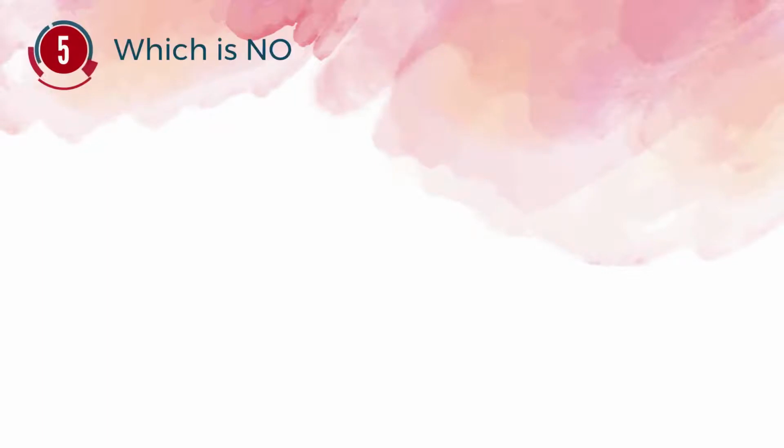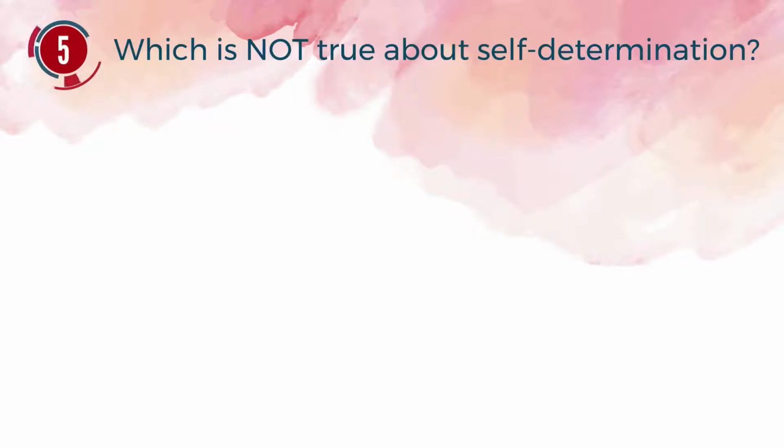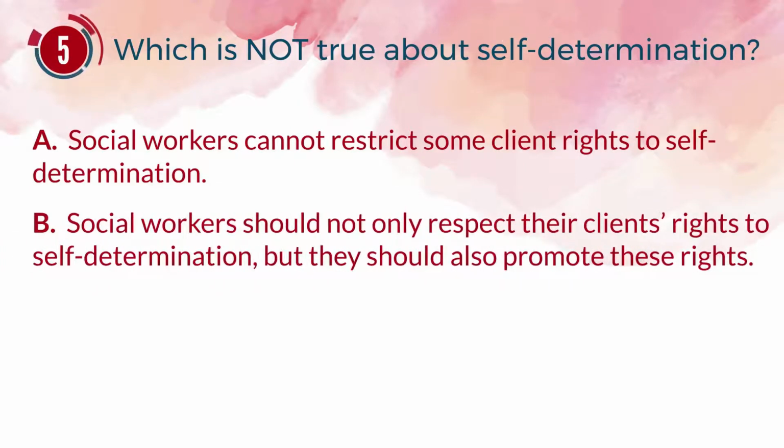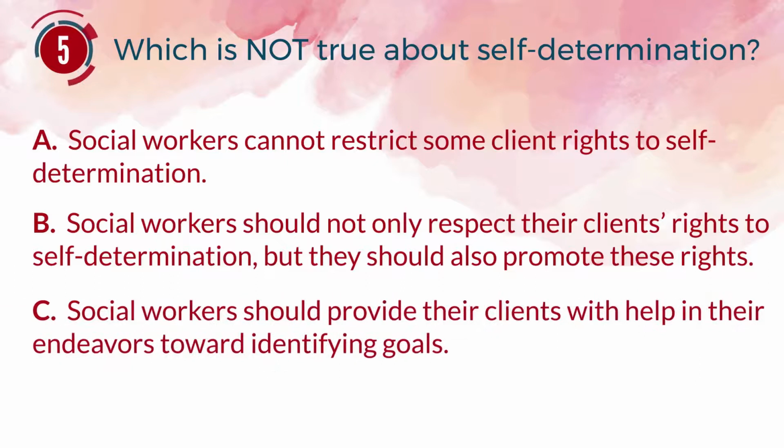Number 5. Which is not true about self-determination? A. Social worker cannot restrict some client rights to self-determination. B. Social workers should not only respect their clients' rights to self-determination, but they should also promote these rights. C. Social workers should provide their clients with help in their endeavors toward identifying goals. The answer is A. Social worker cannot restrict some client rights to self-determination.